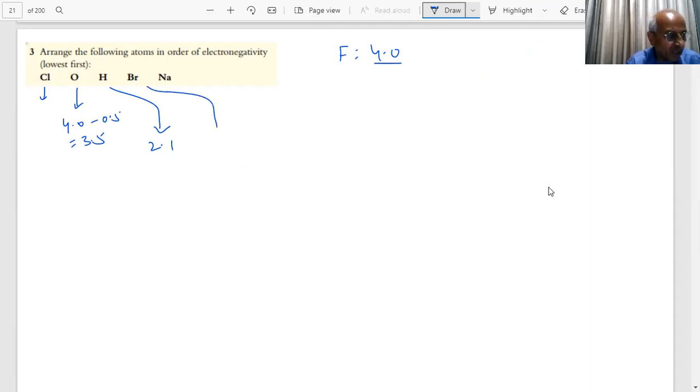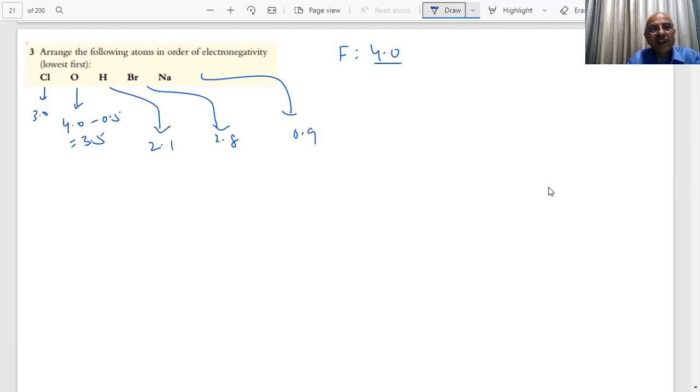And what about Br? So you are going from chlorine to bromine. It will be less than chlorine. Chlorine is 3.0, and bromine is 2.8. And sodium, what is sodium? It is a metal, student. Metals always have very low values of electronegativity. What is the value of sodium? You have seen in the table, 0.9.